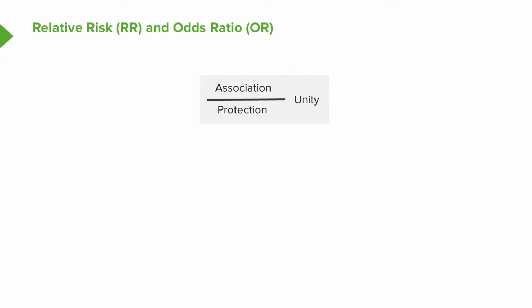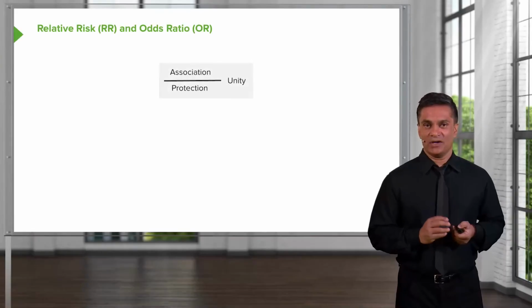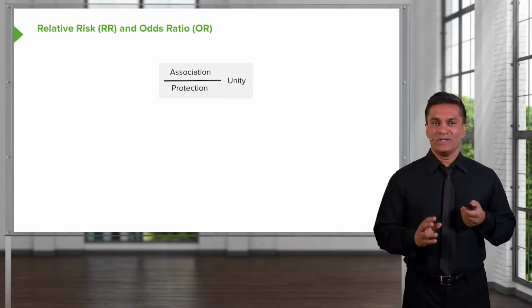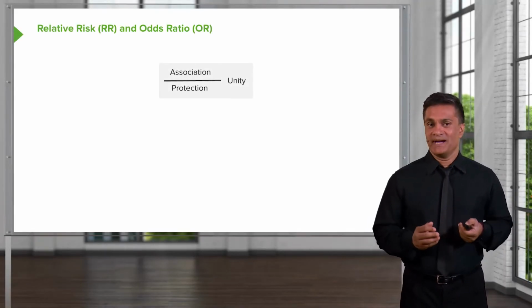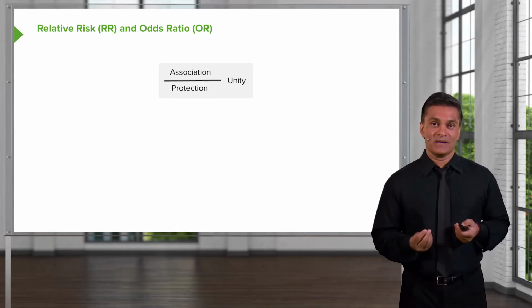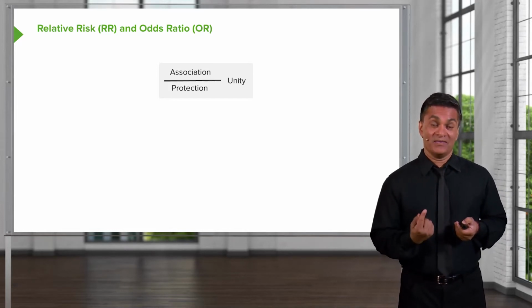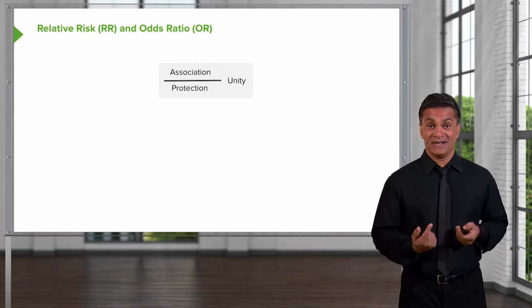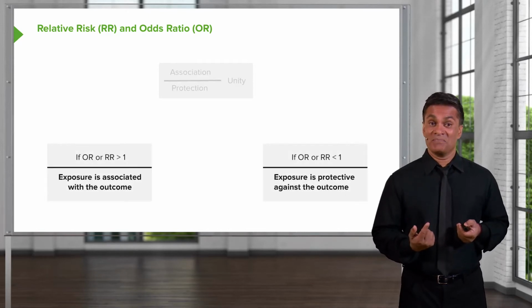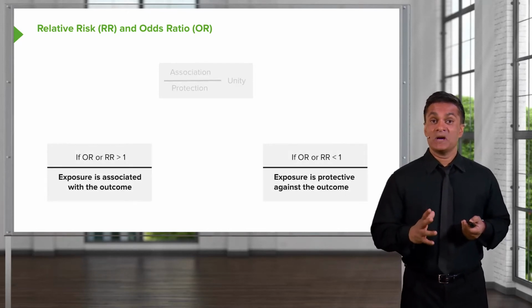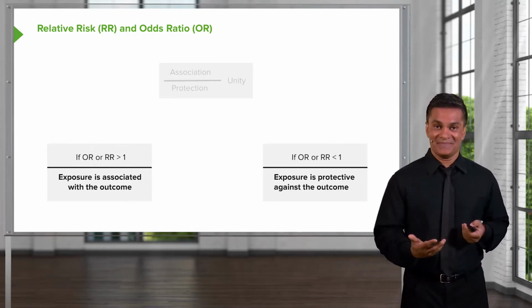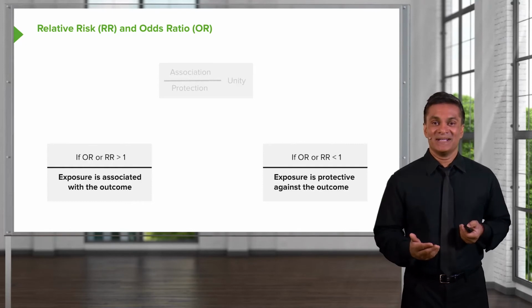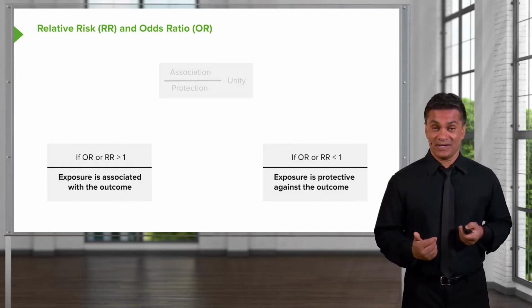So, some final thoughts on relative risk and odds ratio. When we're dealing with ratios, things divided by themselves, the magic number to think about is 1. If I divide something by itself, I should get 1. If, on the other hand, I get a number bigger than 1, then I know something positive is happening. In other words, the exposure is associated with the outcome. If I get a number less than 1, something negative is happening. In other words, the exposure is protective against the outcome.